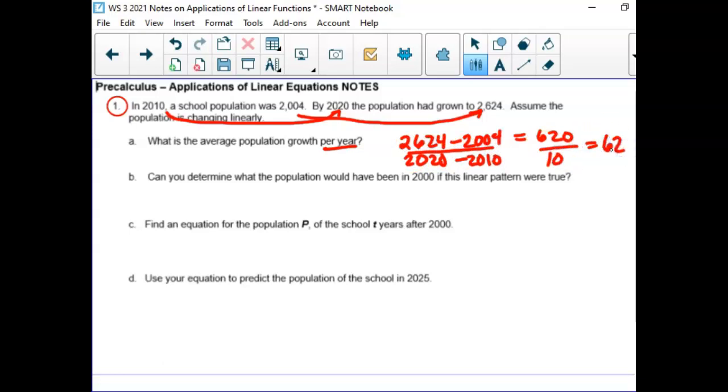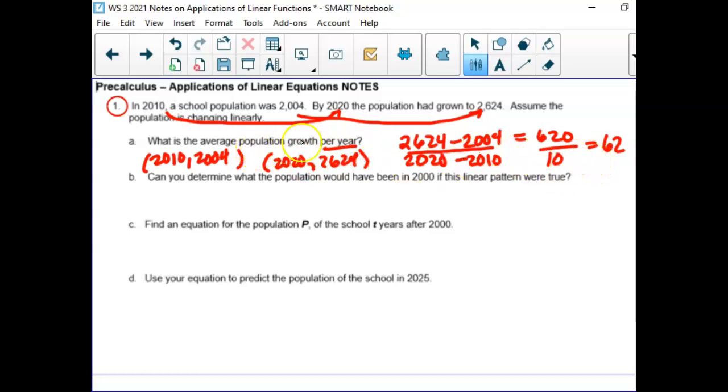So what did we really just do? We found the slope. Good job, Antoine. Everybody get it? We just found the slope, really, right? We wrote this as an ordered pair, kind of. And then 2020, there were 2624. And then we found the slope.